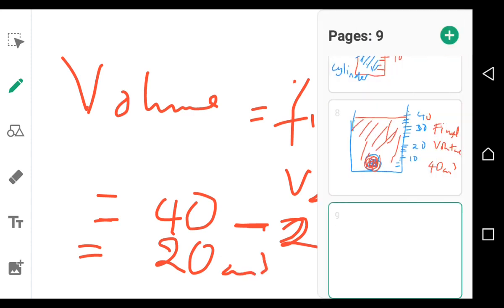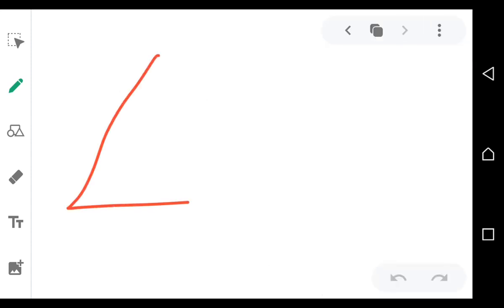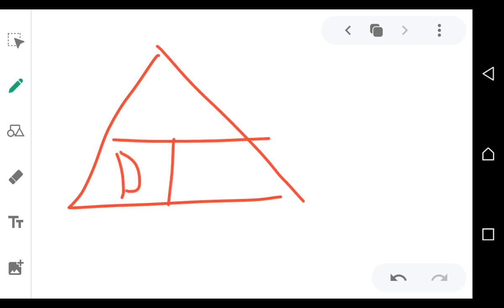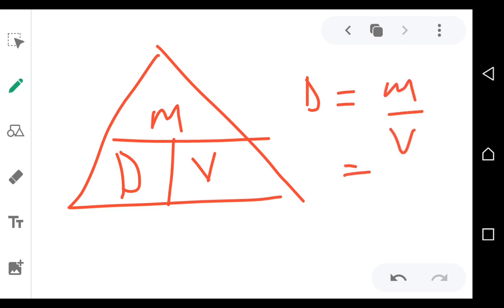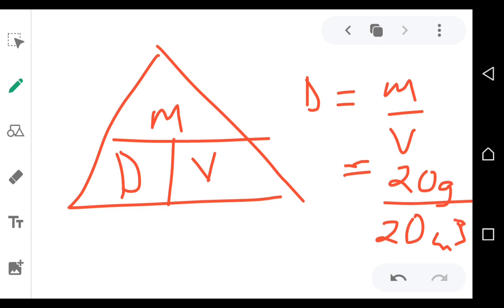What about the density? Now use the formula. Density is equal to mass over volume, so mass divided by the volume. What's the mass of the stone? We measured using a beam balance, it was 20 grams, over the volume of the stone, which is 20 as well, cubic centimeters. This will give me 1 gram per cubic centimeter. That's how you calculate density.